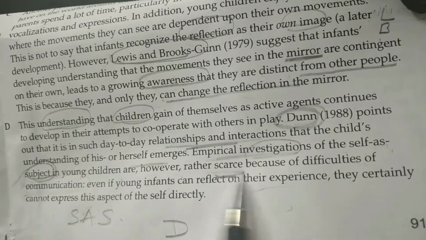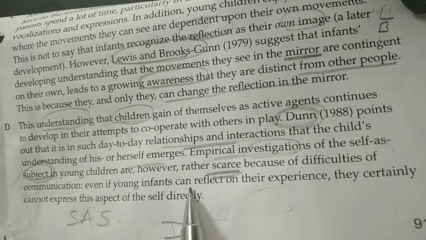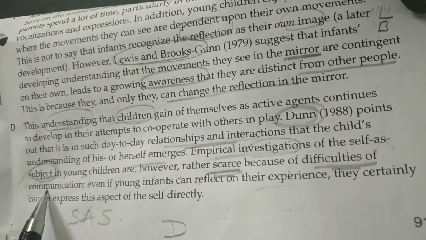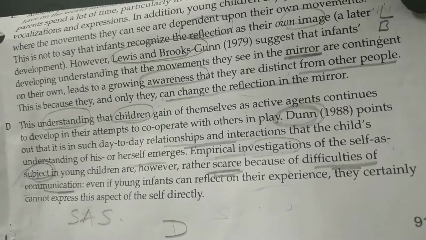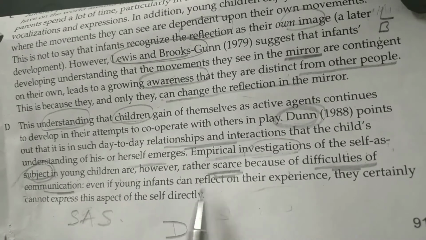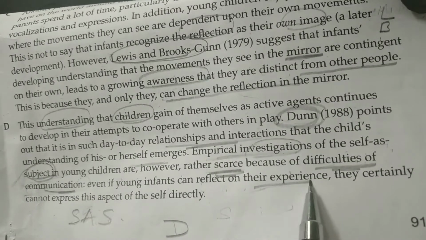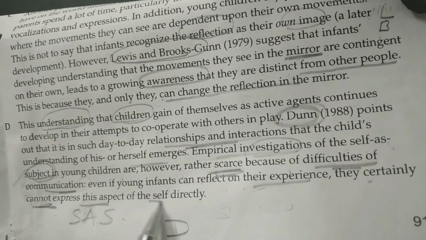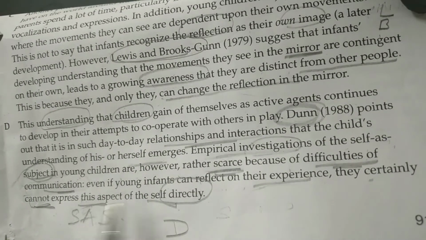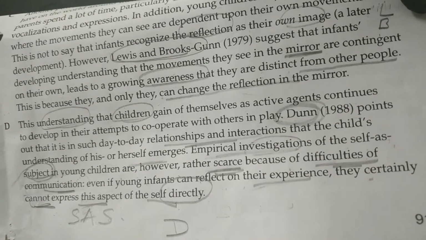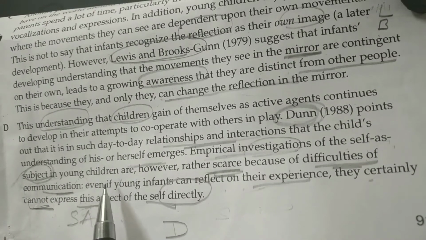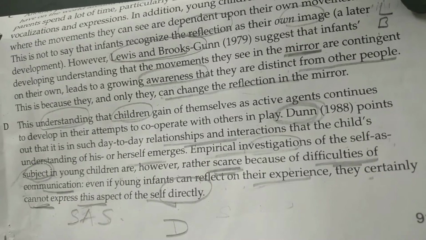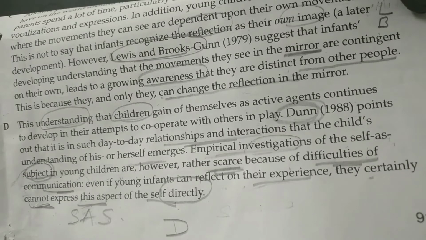However, rather scarce. See, whenever I get any kind of location, then I translate. Otherwise, I never translate. Because of the difficulties of communications. Means there are some difficulties of communication. Some negative information is there. Even if young infants can reflect on their experience, they certainly cannot express this aspect of self directly. So there are some limitations, and then some investigations are going on in this passage. And children, they have started developing their relationship with the other people. They have started to cooperate with other people. They have started to interact with other people, but still they are facing some kind of difficulties.